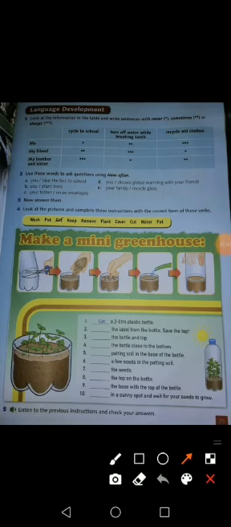Okay? So the first one, look. Here the subject is me, so I have to use I, okay? And the action is cycle to school. So, I never cycle to school. Can you see? I never cycle to school, right?